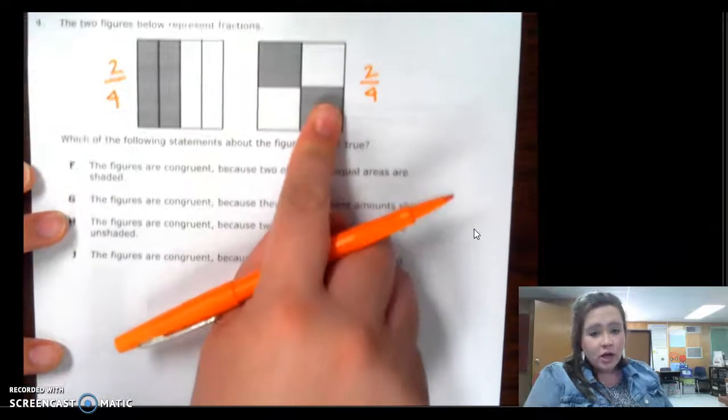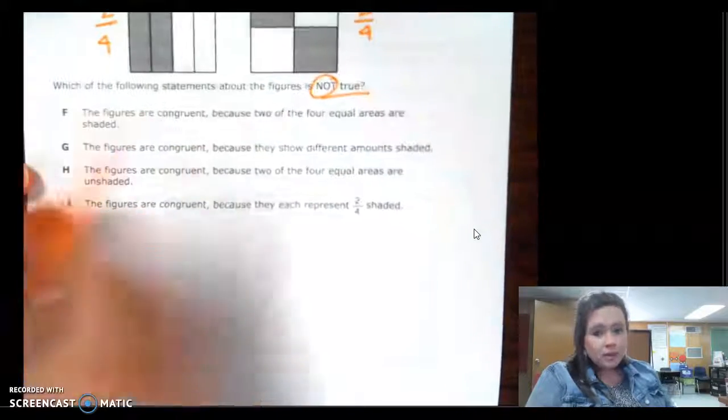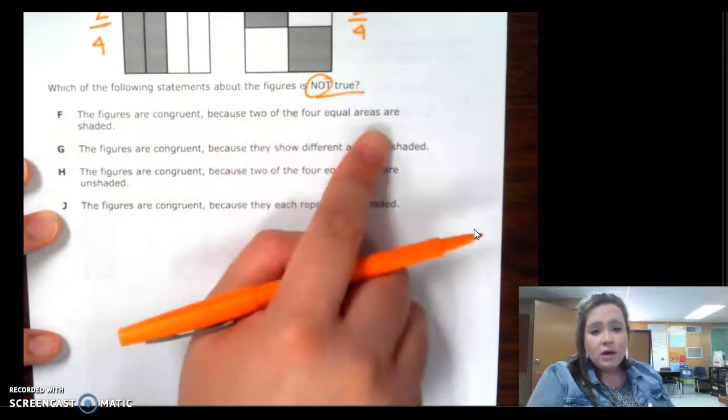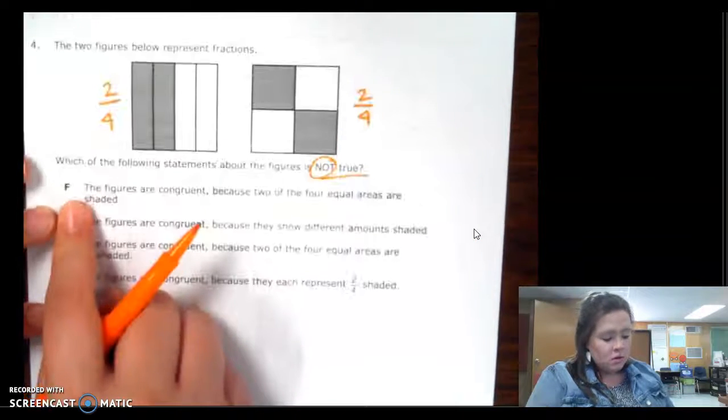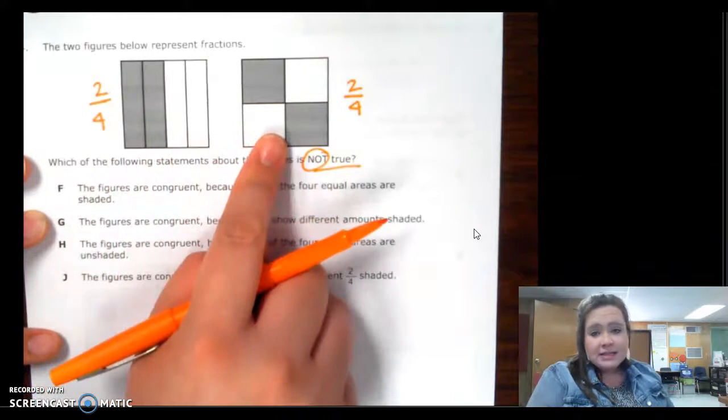No, they're not. Good. Okay, which of the following statements is not true? The shaded figures are congruent because 2 of the 4 equal areas are shaded. Well, my wholes are the same size. All I did was cut up my pieces in different ways, okay?